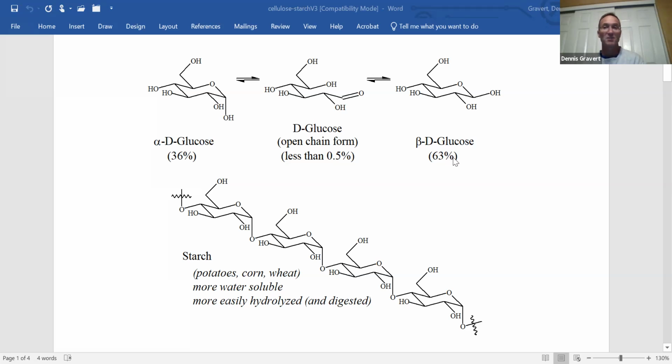And so in the bloodstream, right now in your bloodstream, some of the free glucose, that's the blood sugar going through your veins, approximately 63% of it is in the equatorial form of the hemiacetal, ether and then one alcohol, the hemiacetal. 36% is in the axial, more crowded form. That's called the alpha form. And only less than 0.5% is in the open chain form. Just because this alcohol is so close, it cyclizes and forms a nice 6-member ring. Nature likes 6-member rings.